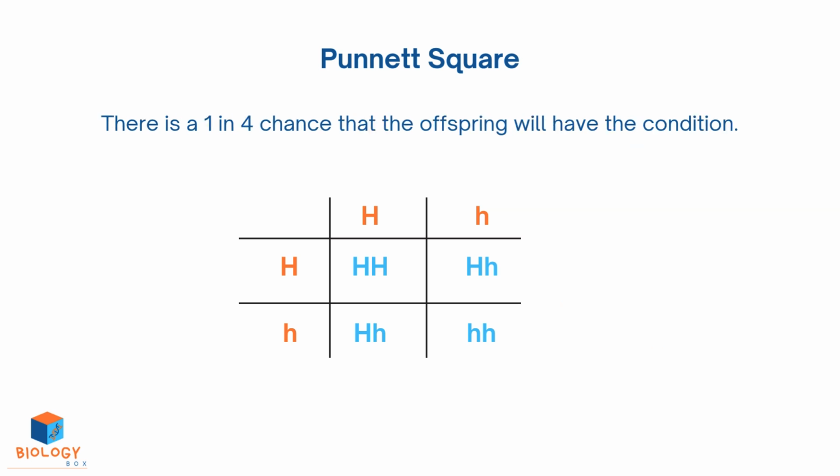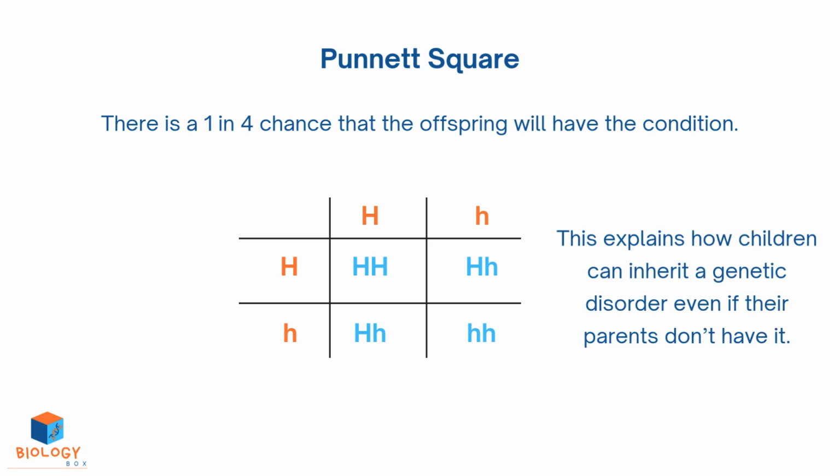There is a 1 in 4 chance that the offspring will have the condition. This explains how children can inherit a genetic disorder even if their parents don't have it.